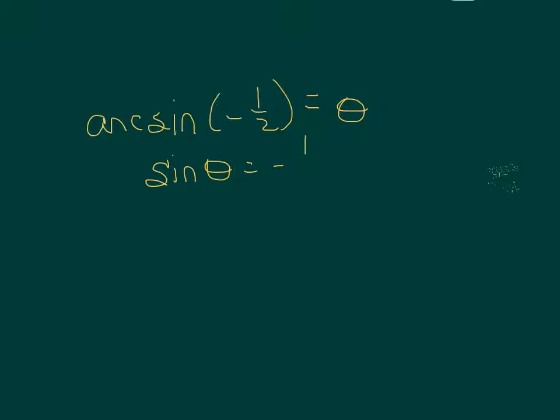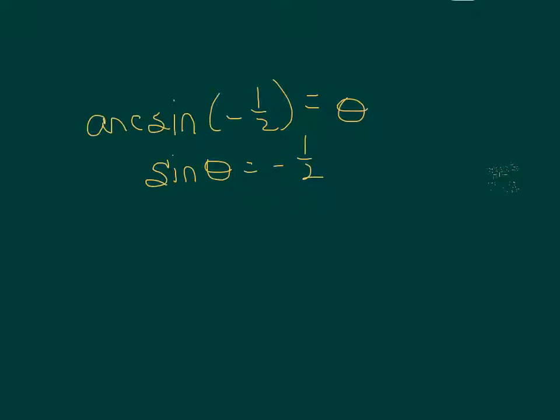Right, I'm given the arc sine of negative 1/2. That means I want to know the angle whose sine is negative 1/2. In other words, if it's easier for you to think about it this way, you could rewrite it as the sine of theta equals negative 1/2. It's not necessary, but that's what you're trying to figure out. What angle has a sine of negative 1/2? And we're using radian measure, so this is one we should know. What angle has a sine of negative 1/2?